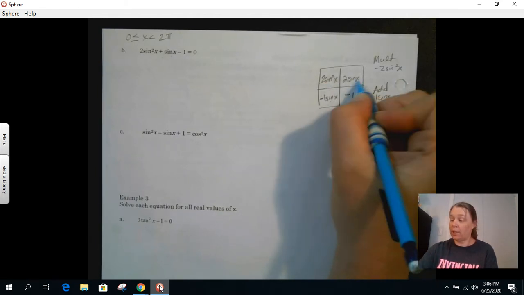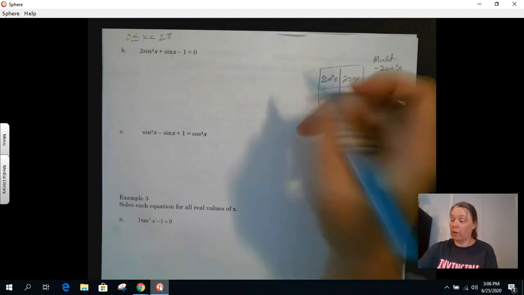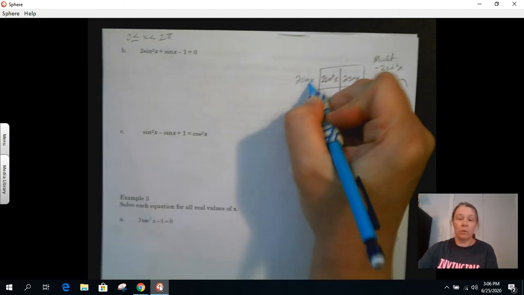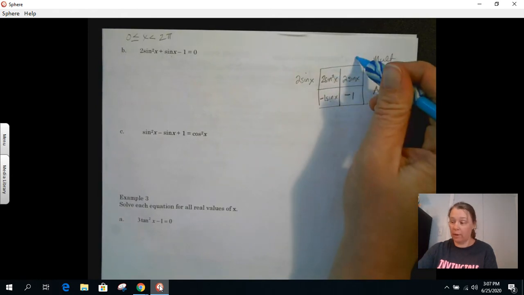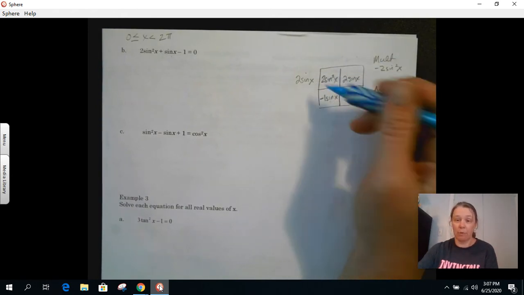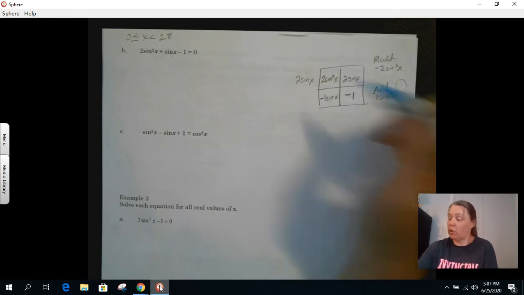So then I'm going to pull a GCF out of this row here. So I would have 2 sine of x. It really doesn't matter where you pull the GCF. Pick a row or a column and start there and then work from there. I usually pick the top row. That's just what I do. It's not the only way to do it.